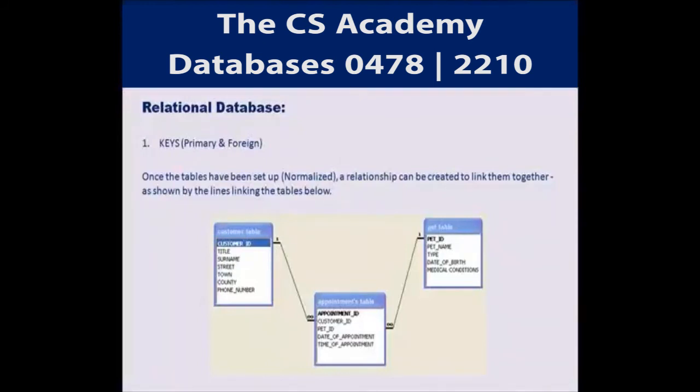If you have this information correct, you can easily normalize the tables, or you can see the tables have been set up normalized, and it becomes easy to store and handle data. A relationship can be created to link them together, as shown by the lines linking the tables below. You can see I have demonstrated three tables: the customer table, the appointments table and the pet table. Now this is the example.